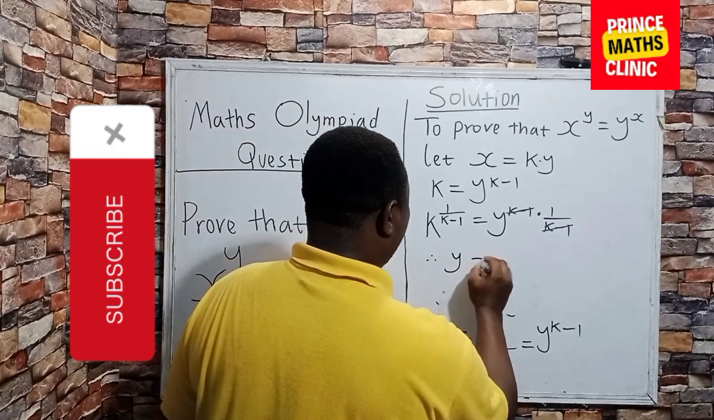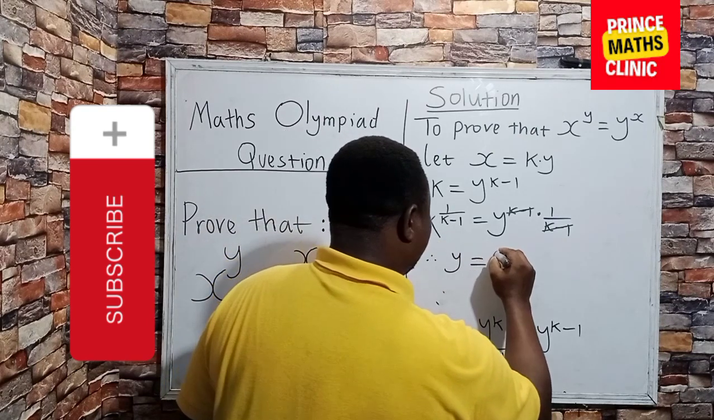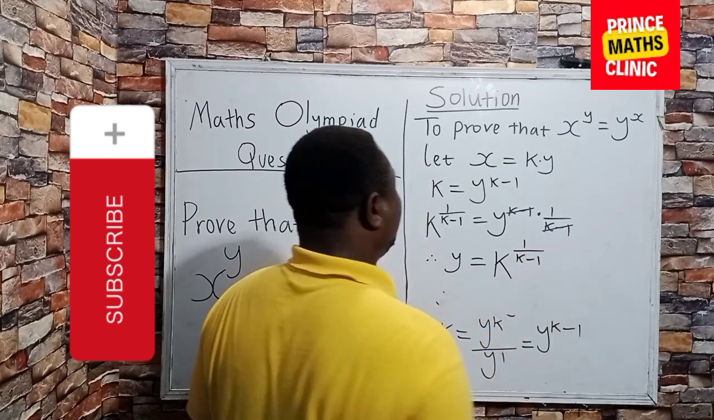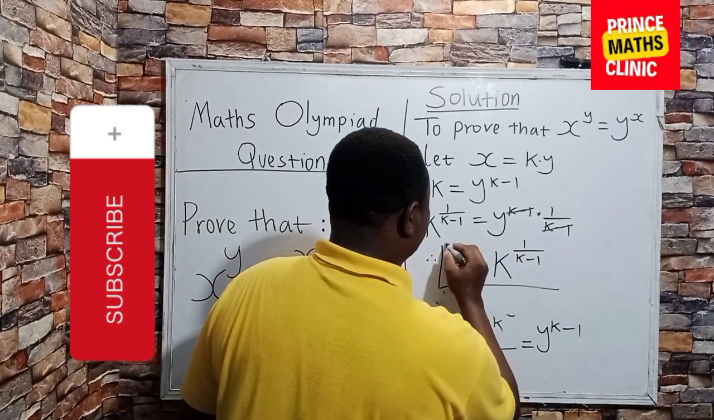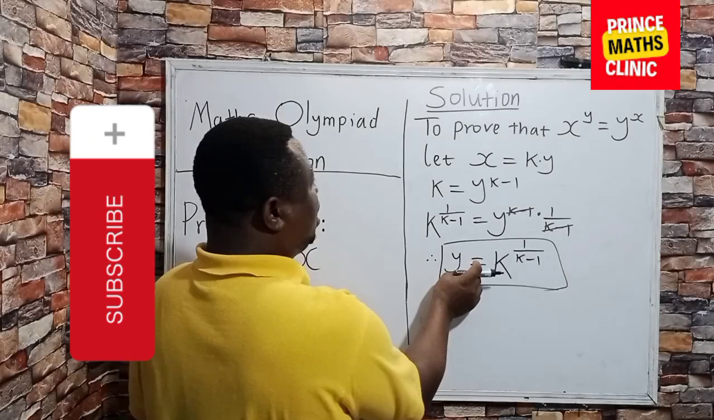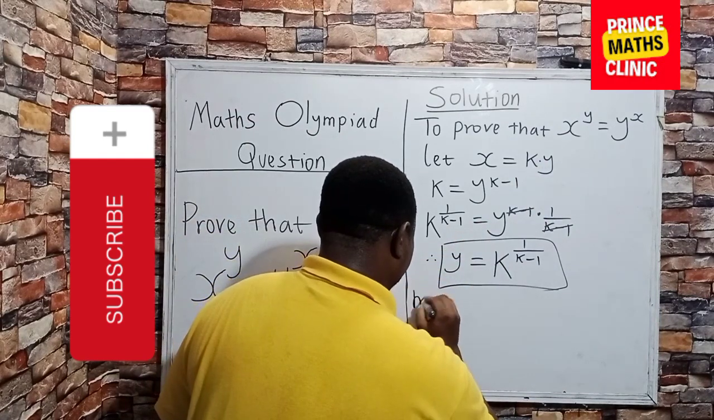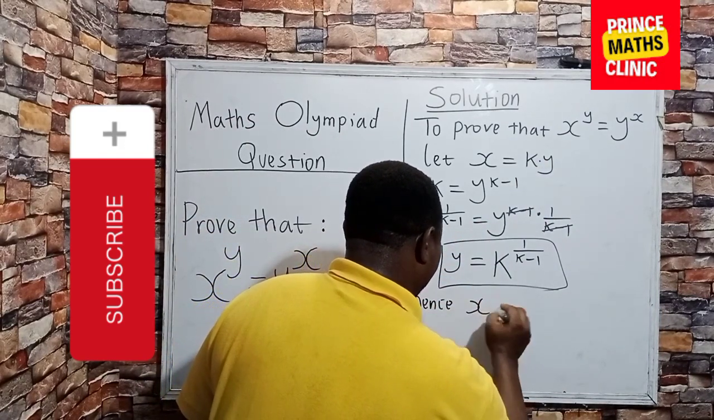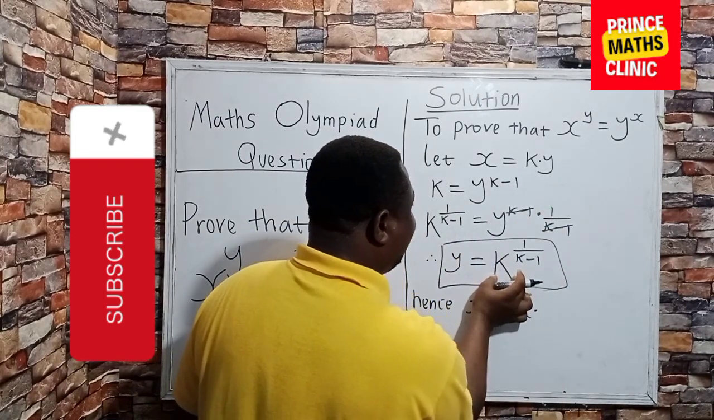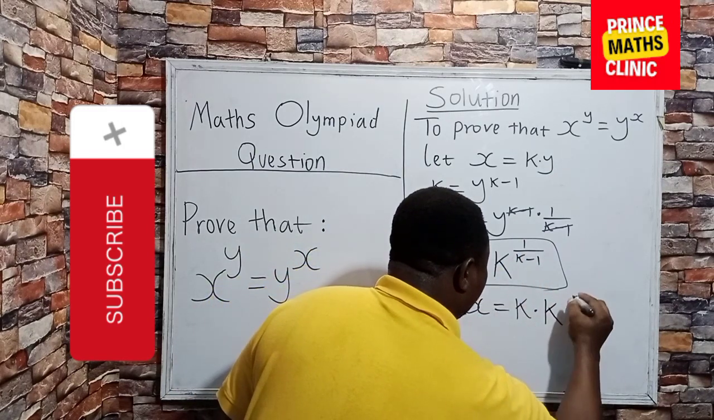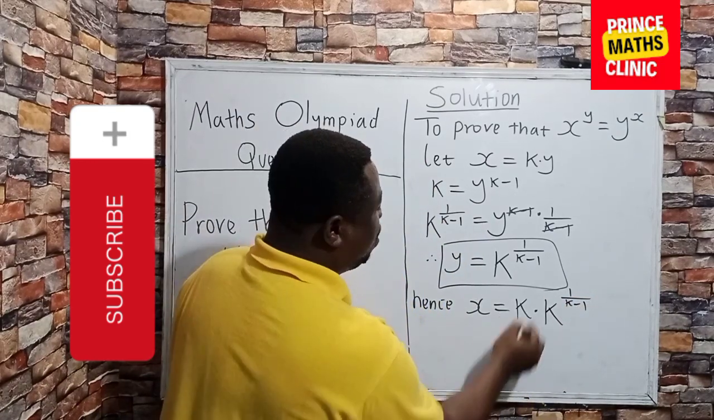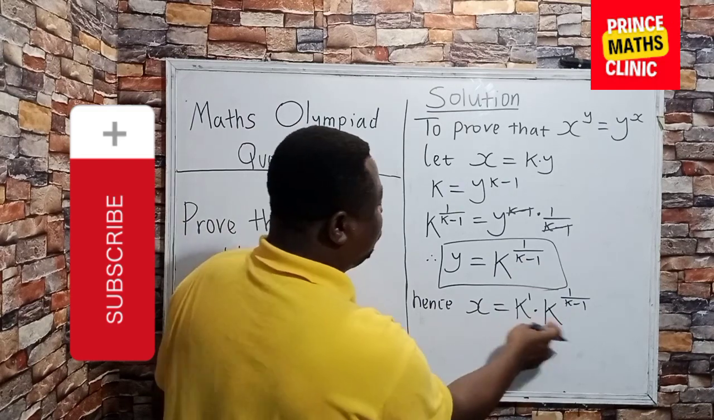Therefore, the value for y here becomes k to the power of 1 over k minus 1. Take note of this. That is what y represents. Putting this value for y here, x will now be what? k multiplied by y, and my y is everything I have here, which is k to the power of 1 over k minus 1. Mind you, the power for k here is 1, and the bases are the same.